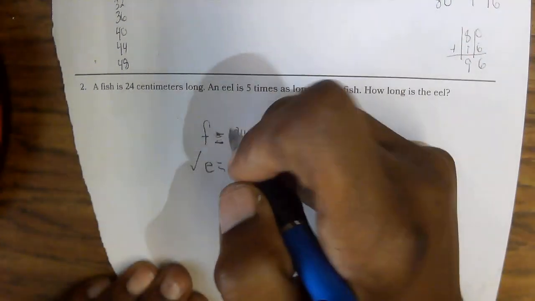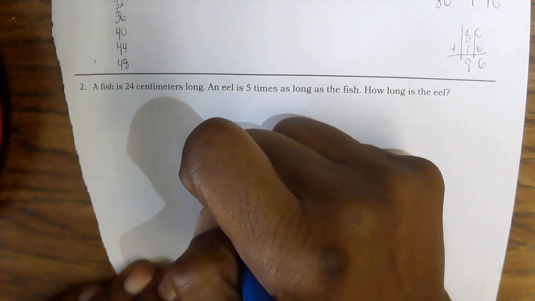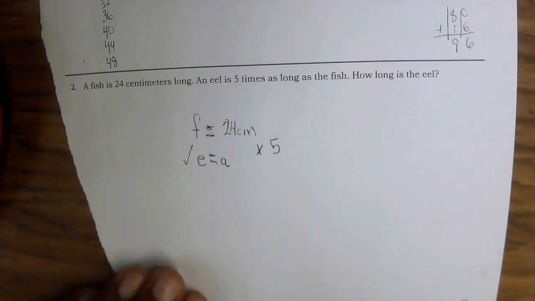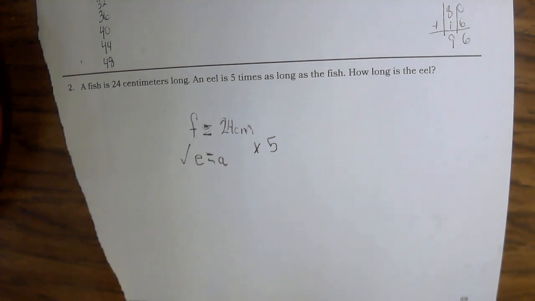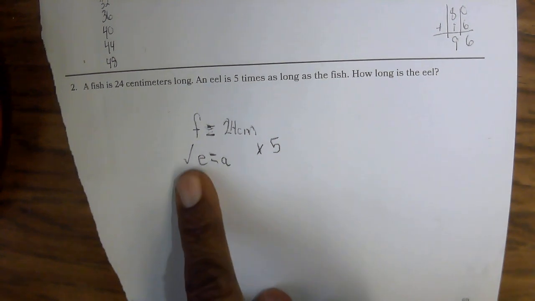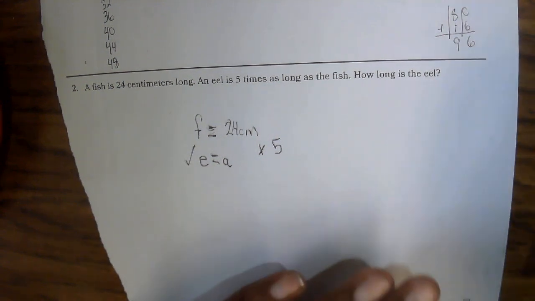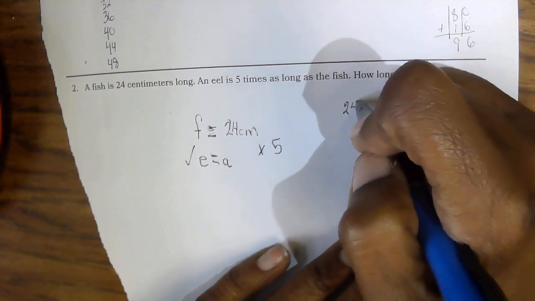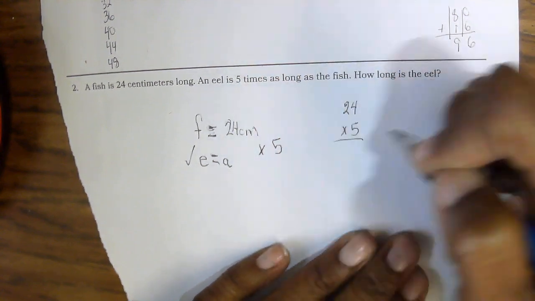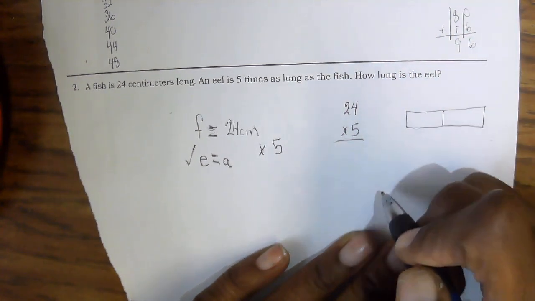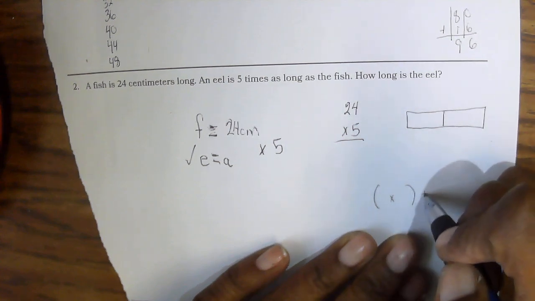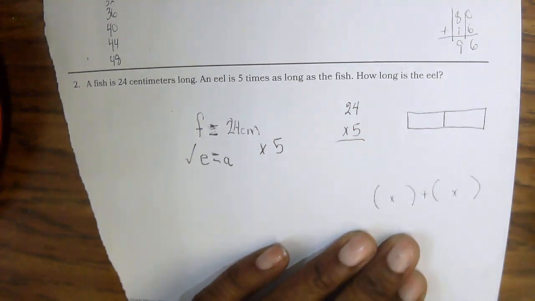How long is the eel? We don't know, so we're going to do a variable, which is the unknown. We don't know the answer yet. So now we're getting ready to solve. Am I going to multiply this, or am I going to divide this? I say I multiply. Why? Because the eel should have the larger number, so I have to multiply. We know if we divide, the number gets smaller. So again, we're going to do 24 times 5. Standard algorithm. Area model. And distributive property.